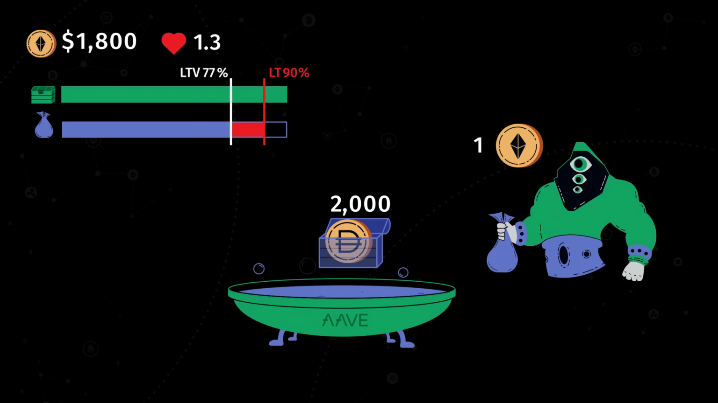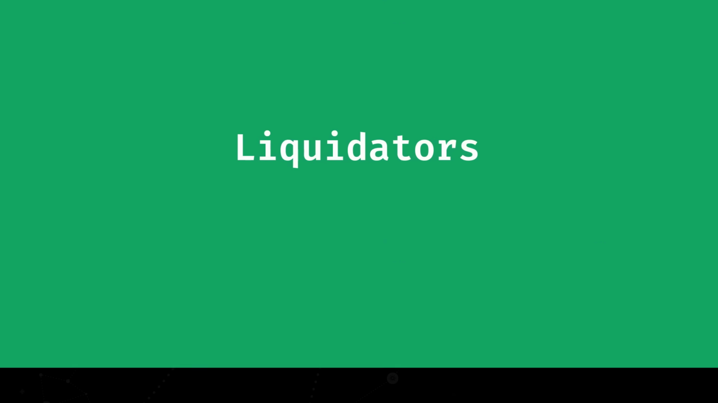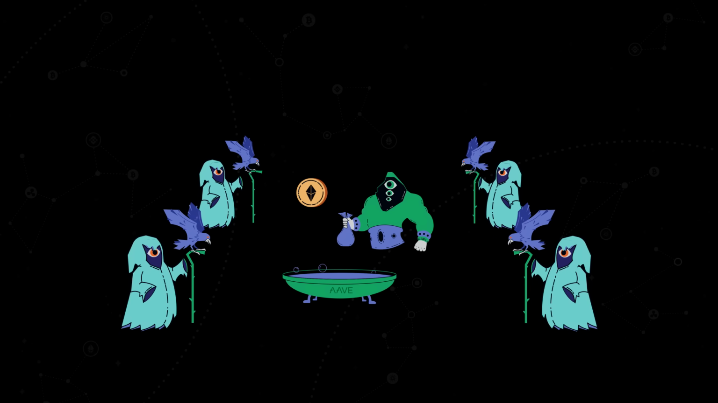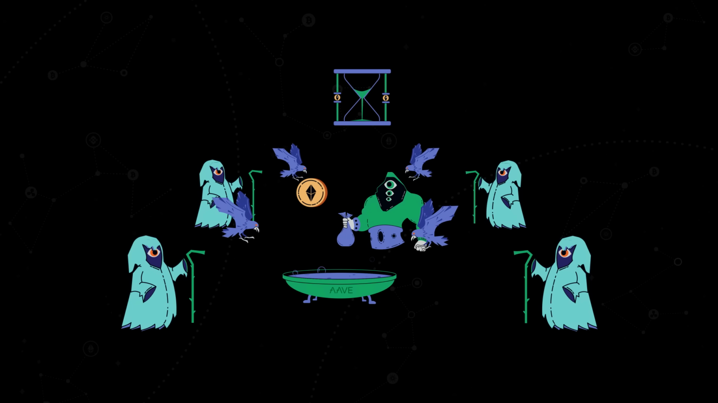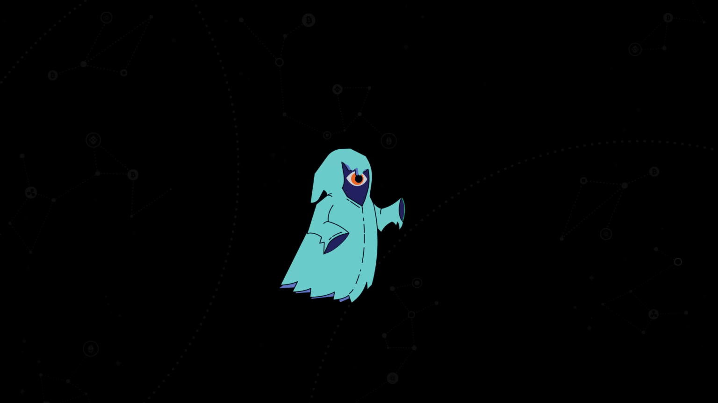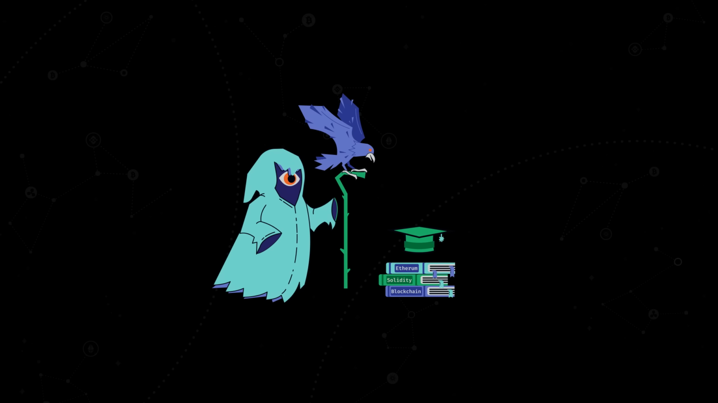But let's imagine that Bob wasn't prudent and didn't take any measures to strengthen his position. The health factor has reached 1, and we meet liquidators. Liquidators are network members that use dedicated bots to keep track of borrowers' accounts and compete for the opportunity to liquidate their collateral. Any user can act as a liquidator, but it usually requires more knowledge than simply using Aave as a supplier or borrower.